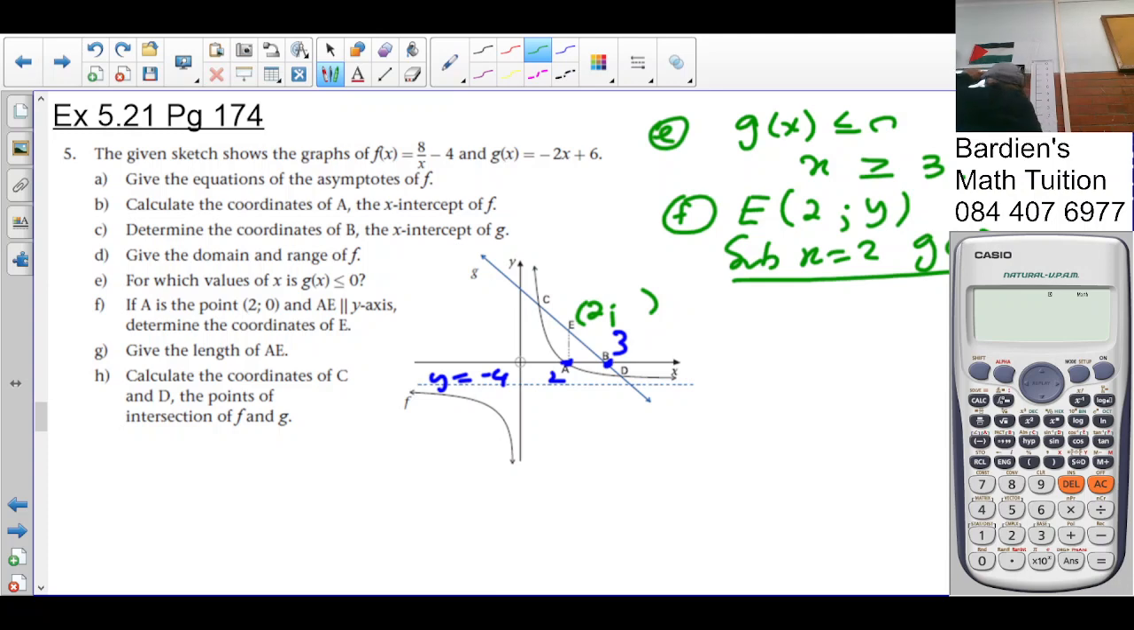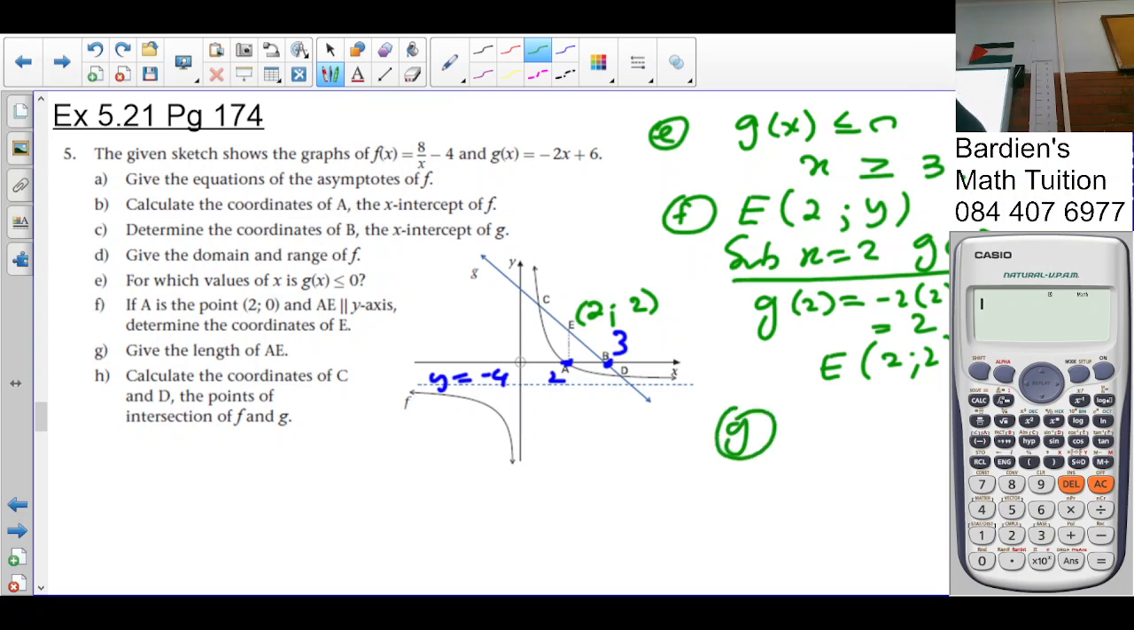So you must substitute 2 into g of x. So g of 2 is equal to negative 2 times 2 plus 6, which is 2. So E is 2 and 2. Okay. G, the length of AE. So if that is 2 and 2 and this is 2 and 0, what is that length? 2 units. See how easy the stuff is? And this gets repeated all the time.